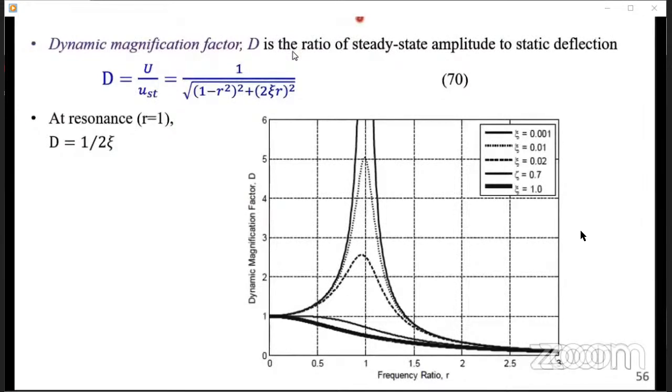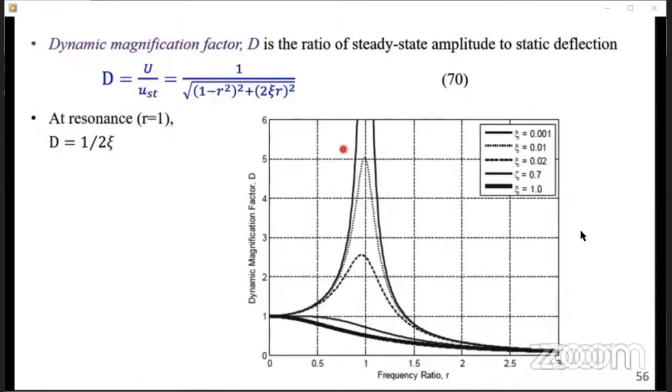As you can see, the dynamic magnification factor is the amplitude of the forcing function's response divided by the static deflection. Remember, static deflection is like when we say F equals K delta, Hooke's law, that delta. And by using the ratios, our equation simplifies as shown here. So the dynamic magnification factor can be expressed as shown. When resonance occurs, this is what I was defining on resonance.